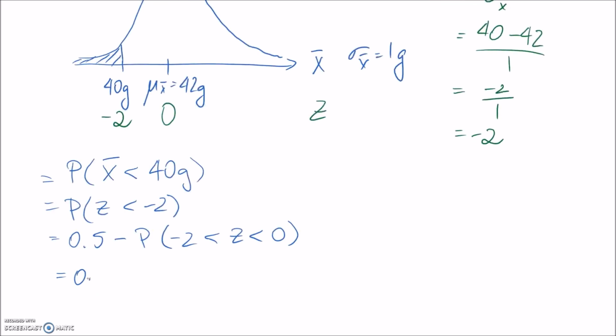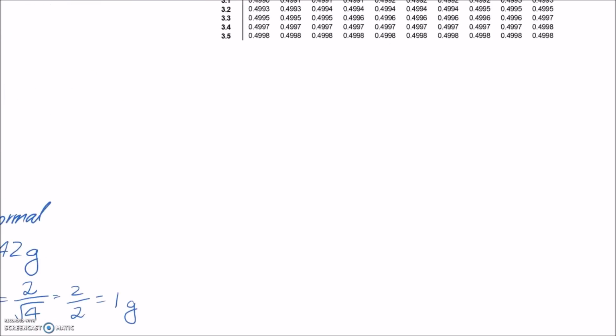So one last thing to swap over, we said that we could rewrite this as the probability of 0 to +2 since it was a symmetric distribution. So now we just need to look this up in a table. So the z value we need is 2. So back up here.